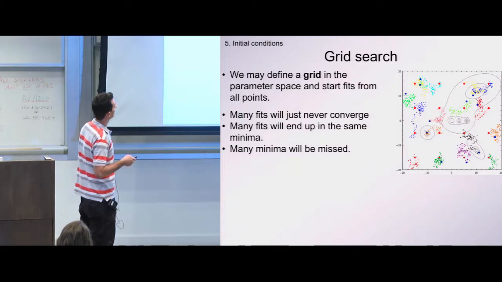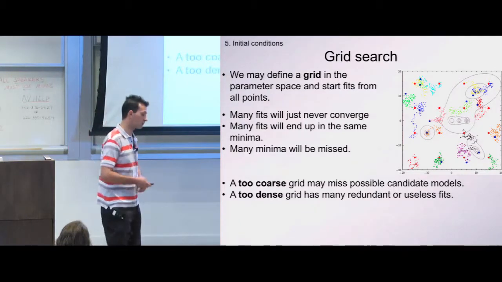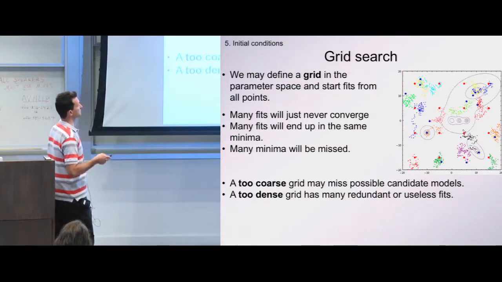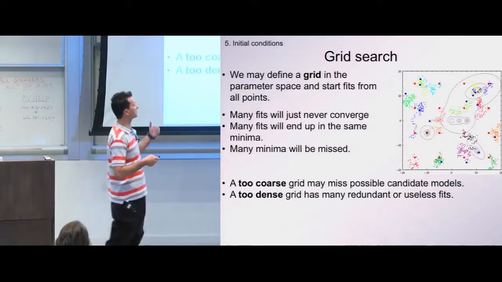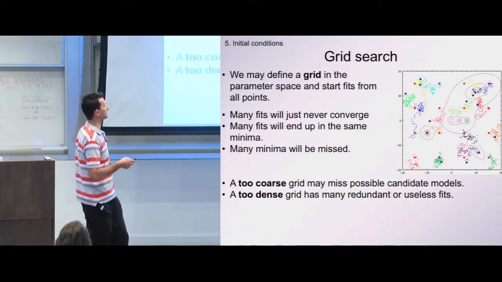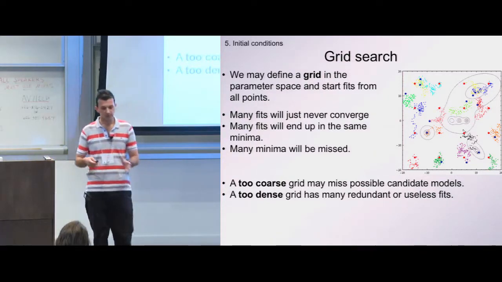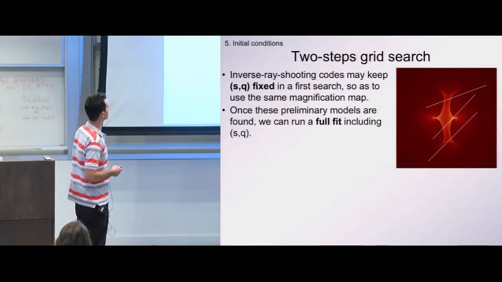Some of them will end up in a local minimum, but there is still the possibility that some minimum will actually be missed by this approach, because of course everything depends on the pace of your grid. So if your grid is too coarse, then it may miss minima, like in this case. If it is too dense, of course, you will have a lot of redundancy, because many fits will end up in the same minimum, so you will discover the same solution many times. You can imagine that this is not the most efficient way to search in the parameter space.